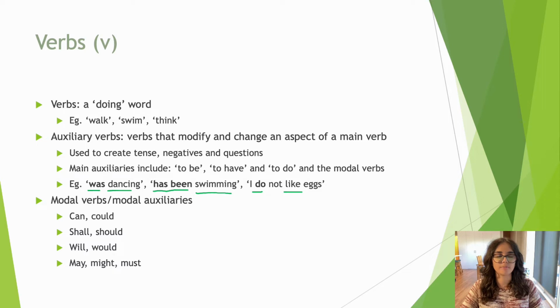Then we have modal verbs. Modal verbs are a type of auxiliary, and they are can, could, shall, should, will, would, and may, might, must. If you can memorize these modal verbs, that would be really good. Just rattle them off. Tell yourself can, could, shall, should, will, would, may, might, must.